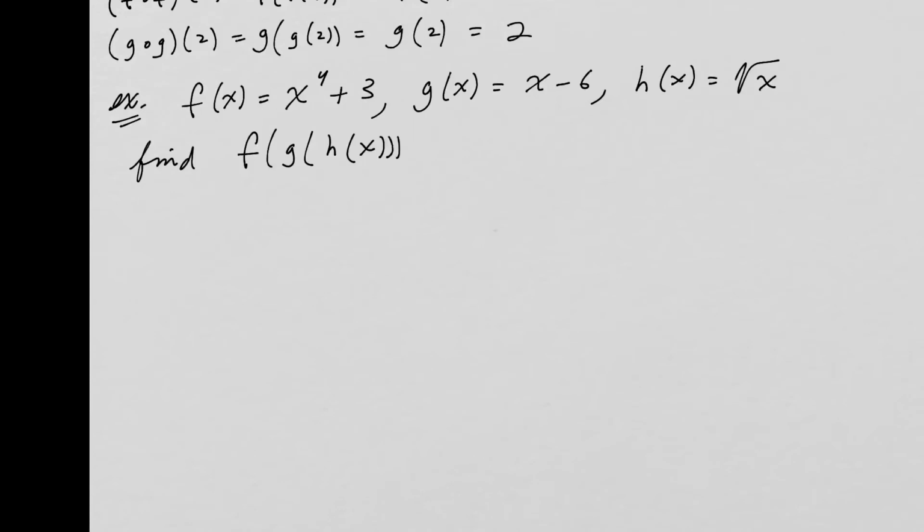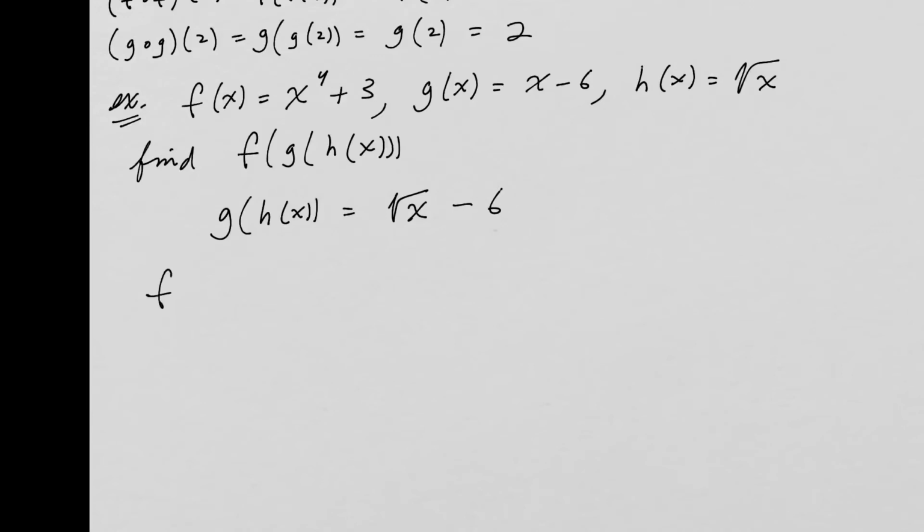Okay, so the inside function is my h, right? That first has to be the input to the g function, right? So let's find g of h of x first. So now I go to the g function, and wherever I have an x, I'm going to stick in h. So in this case, it's going to be square root of x, right? That's where I have an x. I'm going to stick in my h expression. So that becomes square root of x minus 6. Then I take that, the g of h of x, and I plug it into the f function.